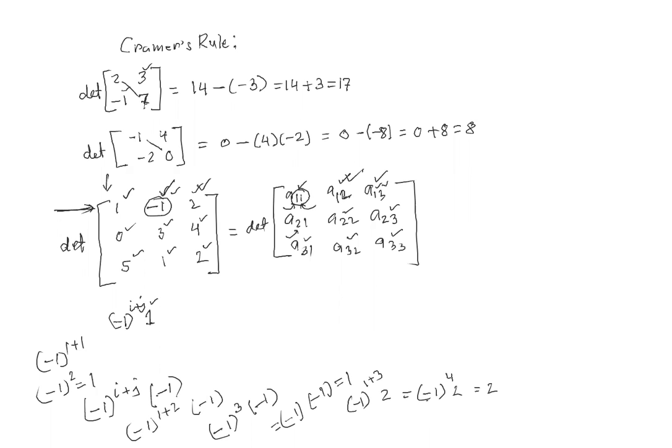Now, let me pause here. Is everybody okay with the sign associated with each entry in the matrix, in this square matrix? What is the sign associated with 5? So let's say 5 times negative 1 to the power something, right? What would that be? Can anybody help me? What is the sign associated with 5?